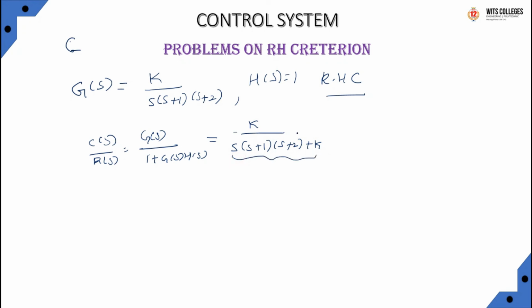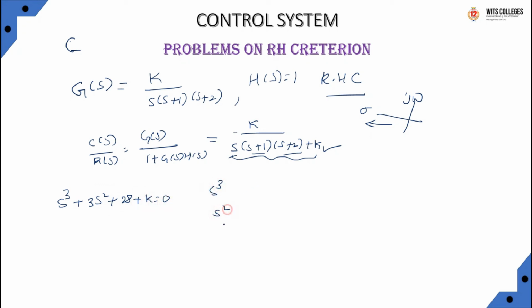By considering this characteristic equation, the poles S is equal to 0, S is equal to minus 1, S is equal to minus 2. These are located on the left side of the S plane. The system is stable. Here we find the value of K. In order to find the value of K, by considering this characteristic equation, the highest degree is 3. Multiplying these terms, we get S power 3 plus 3S square plus 2S plus K is equal to 0.